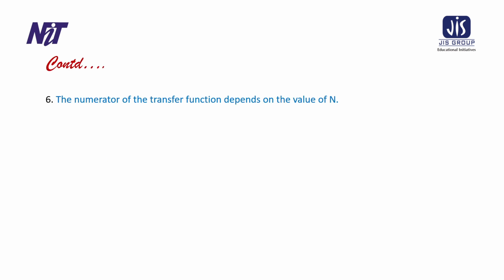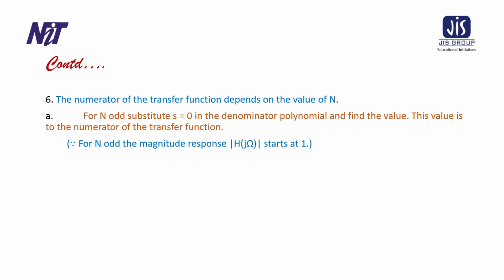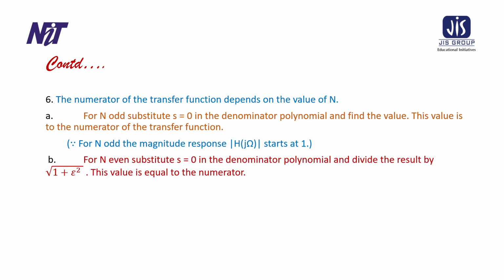In step 6, the numerator of the transfer function depends on the value of n. For n odd, substitute s equals 0 in the denominator polynomial and find the value. This value is the numerator of the transfer function. For n odd, the magnitude response mod of H(j omega) starts at 1, which I described in my previous lectures. For n even, substitute s equals 0 in the denominator polynomial and divide the result by root over of 1 plus epsilon square. This value is equal to the numerator. These are the design steps of the analog low-pass Chebyshev filter.